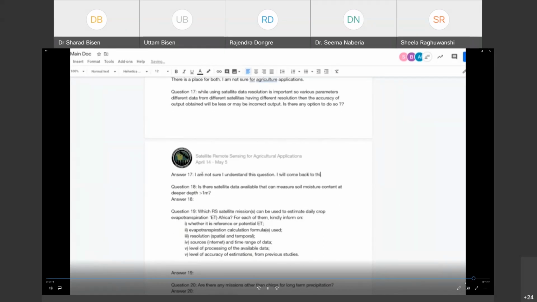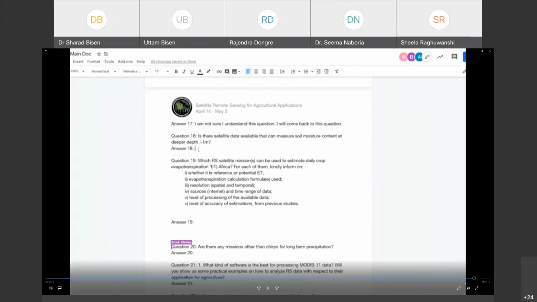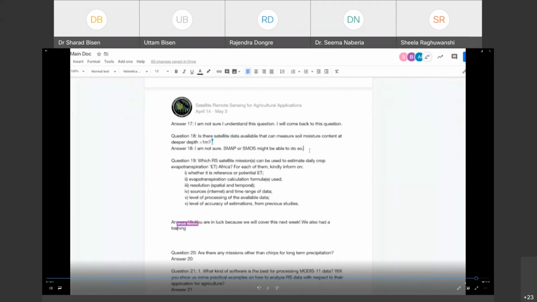So question 18, is there satellite data available that can measure soil moisture content at deeper, greater than 1 meter? I need to go back. I'm not sure. SMAP might be able to do so, or the SMOS instrument, but I can't give a correct answer for that now. It looks like Amita might be typing. So Amita, if you have anything to add to this, but if not, we'll get back to you on that. And I think we'll end it with this next question.